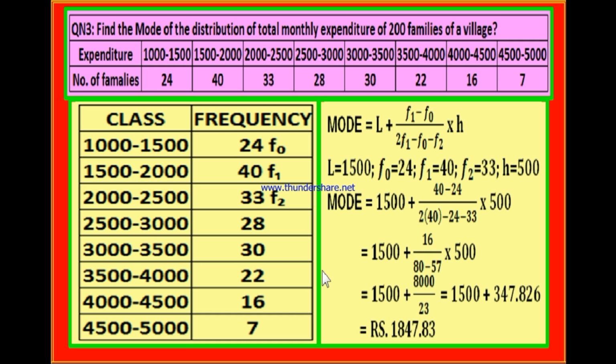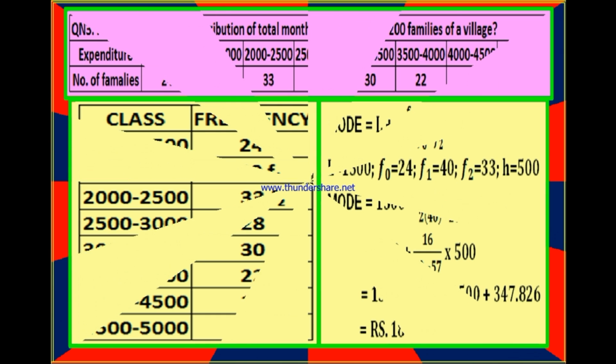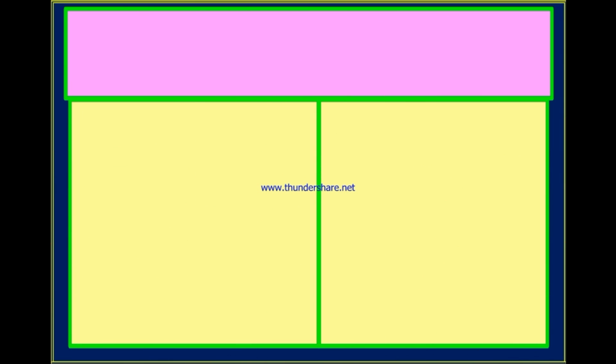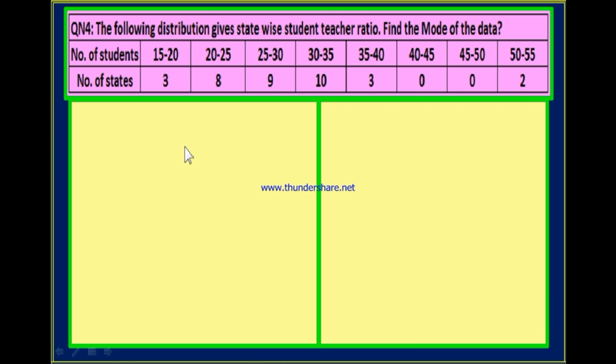Good. Now let us solve question number 4. Here is question number 4. The following distribution gives the state-wise student-teacher ratio. Find the mode of the data. I shall repeat. The following distribution gives the state-wise student-teacher ratio. Find the mode of the data.